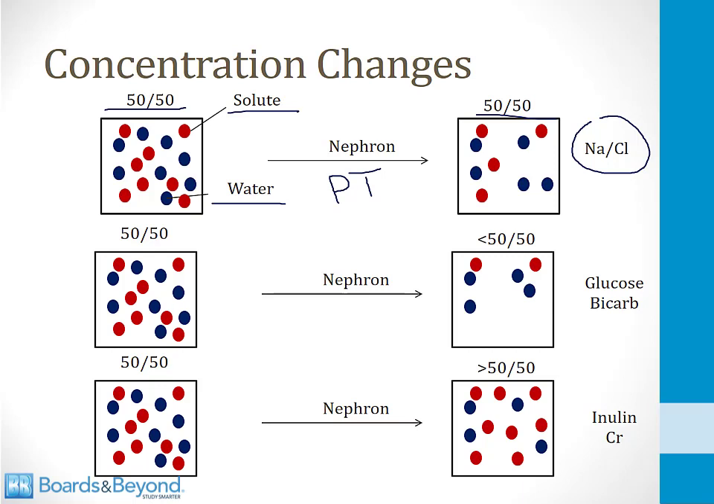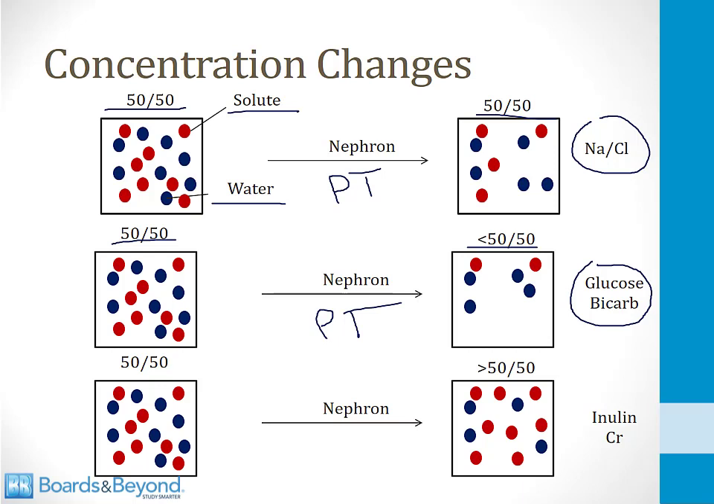Now let's imagine we have a different solute also at 50-50, and as we move along the proximal tubule, we reabsorb lots of that solute, even more than we reabsorb water. This would leave us with a mix that is less than 50-50. In other words, the concentration of that solute would fall. And this is what happens for glucose and bicarb. These two solutes are actively reabsorbed by the proximal tubule. They are reabsorbed at a greater rate than water, and therefore their concentration falls along the length of the proximal tubule.